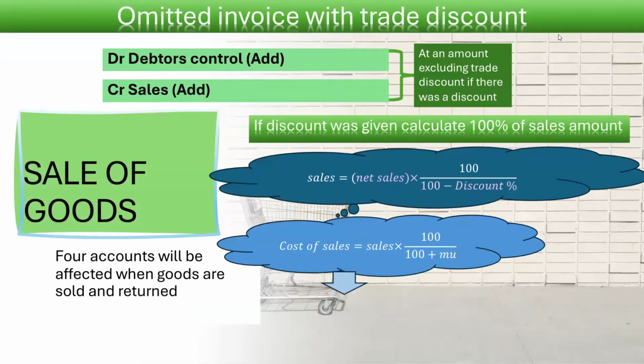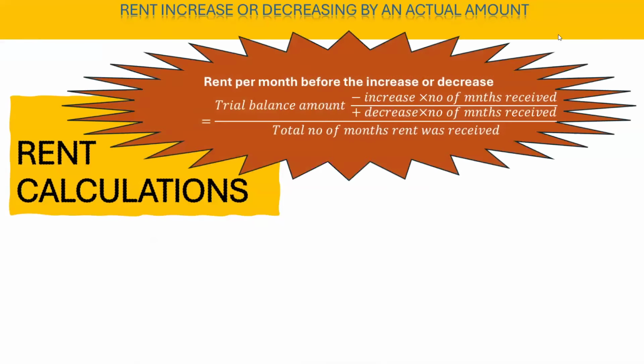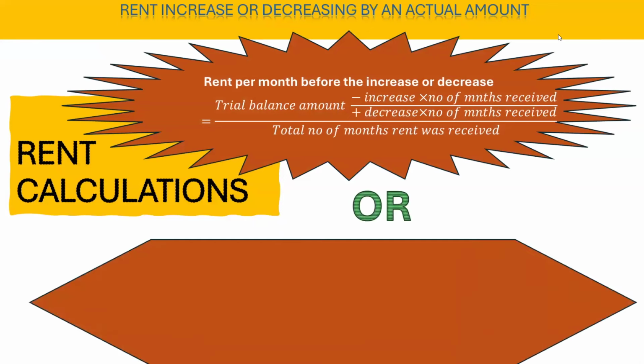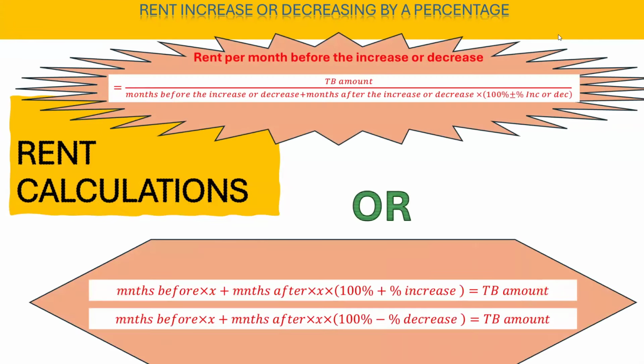As to which accounts will be affected, which accounts to debit, which accounts to credit. And this is about rand. If it increases or decreases by an actual value, that is the formula you will use. If it increases or decreases by a percentage, this is the formula you have to use. But the one that I was looking for is this one about consumable stores.